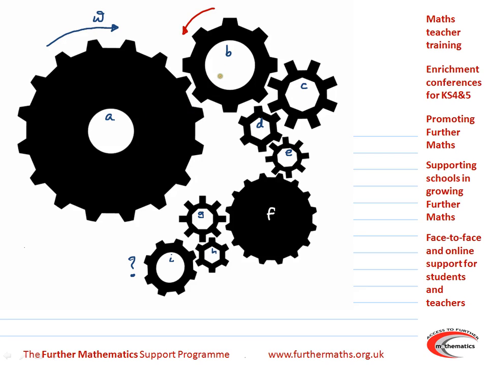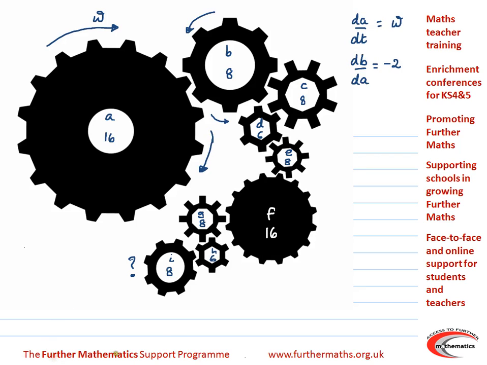You can see A turns B, B turns C, C turns D, D turns E, all the way down, H turns I. Okay, what I want to know is if A is turning at this constant rate omega, what rate is I going to be turning in? So A is going in the clockwise direction at rate omega, what direction will I turn in?